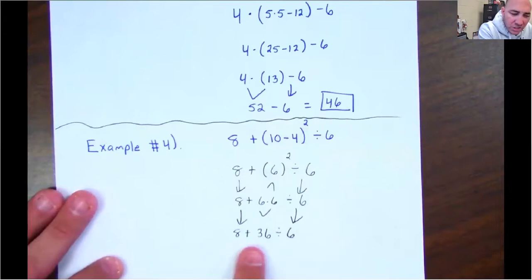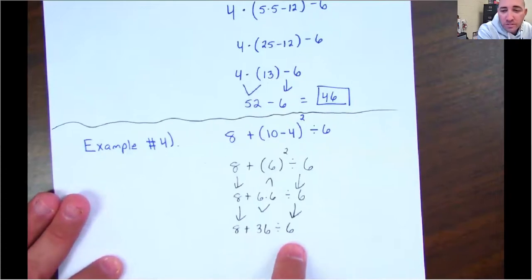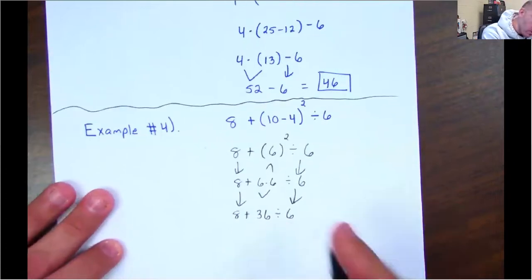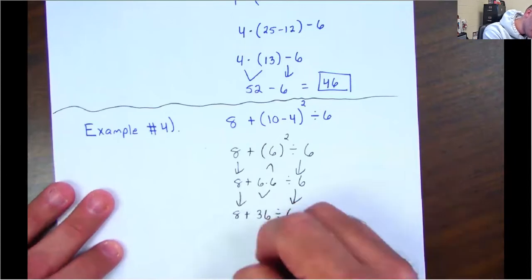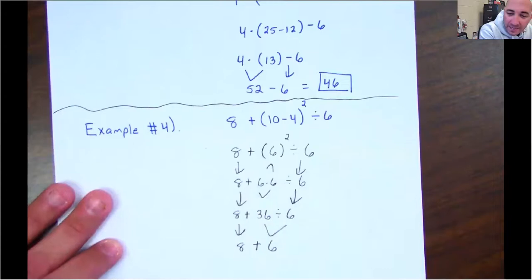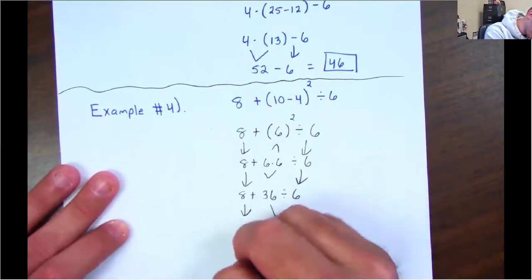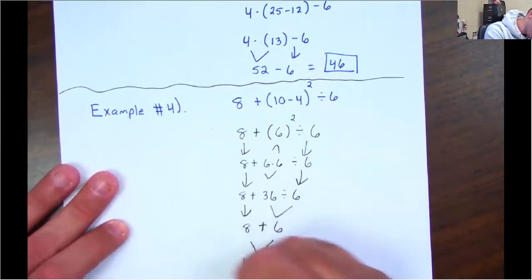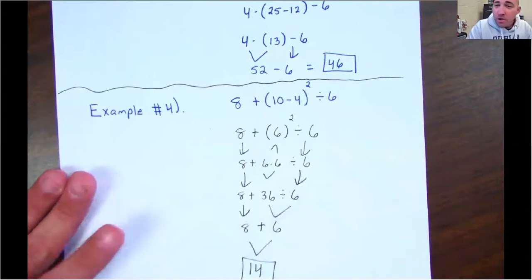Now from left to right, I see an addition, then I see an addition and a division. We do division first. So what is 36 divided by 6? That is 6. Last step, what is 8 plus 6? That is 14.